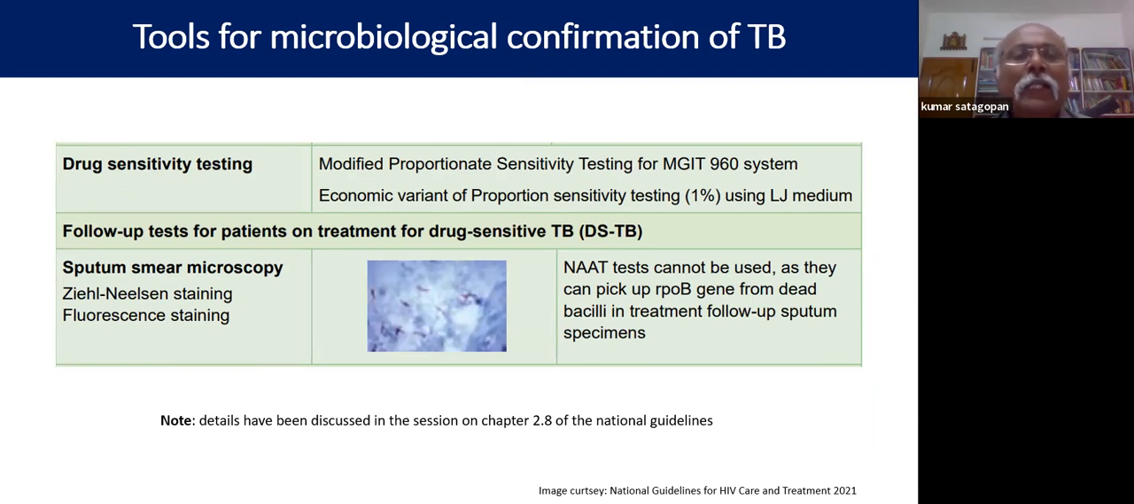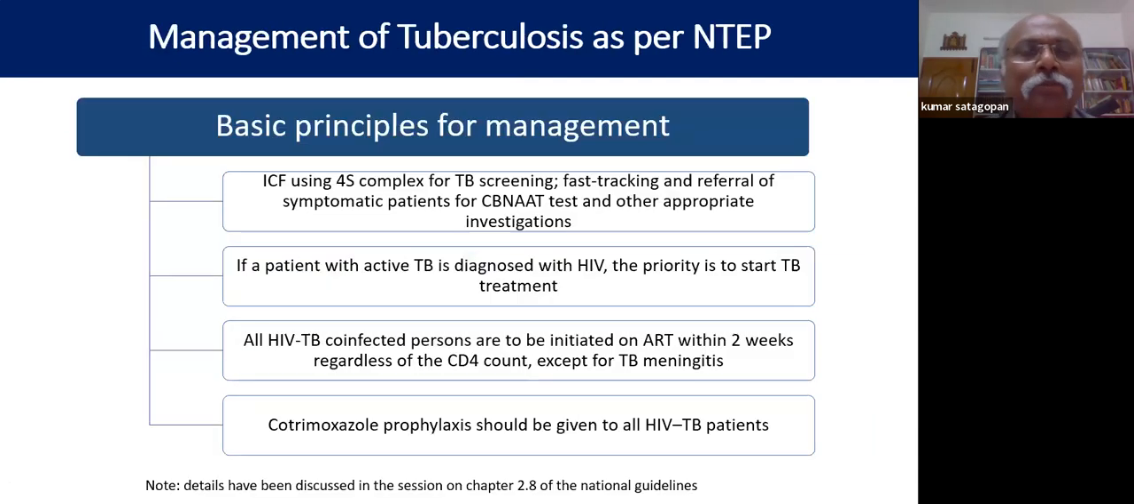Then you have the next slide. So we have the basic principles, you know. Then use the intensive case finding, CBNAT, then active TB, start the treatment. After 2 weeks, ART, same thing, you know. And the co-trimoxazole prophylaxis should be given to all TB patients because of stage 3 pulmonary TB or stage 4 extrapulmonary. Minimum 6 months, and once the CD4 goes up to more than 350, we can stop the co-trimoxazole prophylaxis. So this is the basic principle.